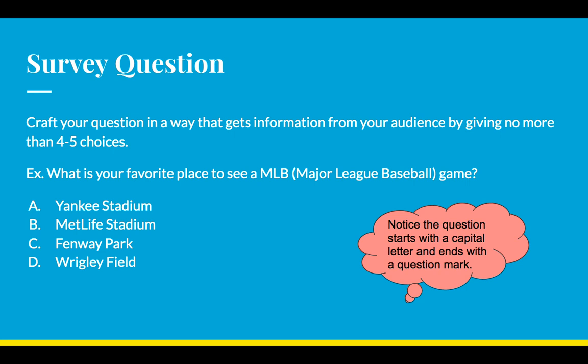So let's look at my example. What is your favorite place to see an MLB, a Major League Baseball game? I want to go to one of these 4 places, which is why I picked these 4 as my choices: Yankee Stadium, MetLife Stadium, Fenway Park, and Wrigley Field. So I want to get people's opinions on which is their favorite place to go, because those are the ones that I'm choosing between. I'm not putting a park where I don't want to go. So get information by giving no more than 4 to 5 choices. Notice that my question starts with a capital and ends with a question mark. And notice that my choices have capital letters for the proper nouns that they are.